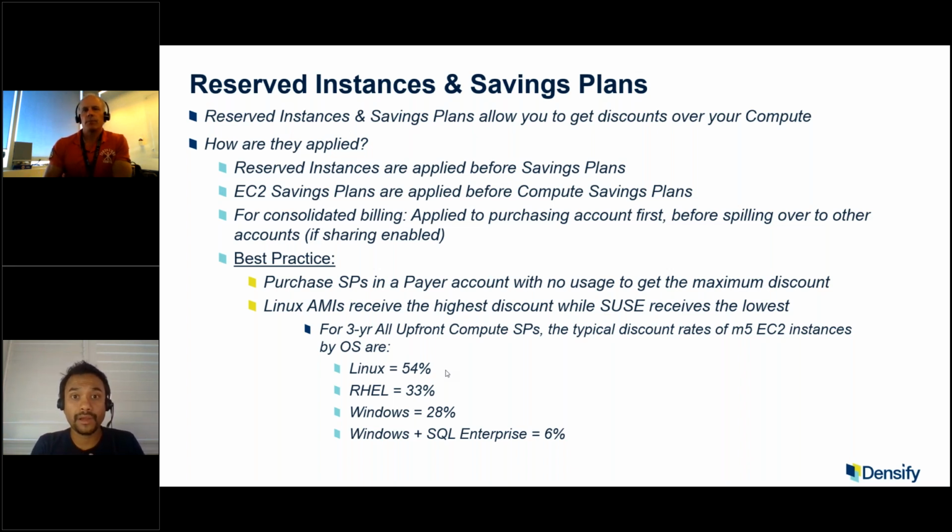They say that their discounts are between 66% to 72%, the maximum you can get. But the truth of the matter is it actually varies by the OS. On one example here, we looked at 3-year all upfront Compute SPs for EC2 M5 instances. Linux gets the highest discount at 54% on average. RHEL gets around 33%, Windows 28%, Windows SQL 6%, and SUSE, I believe, wraps up around 4%, if I'm not mistaken. So it matters which AMI, which OS, you're actually using.